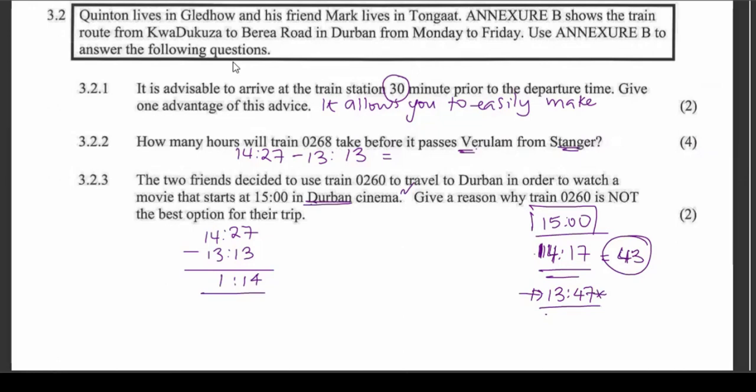I believe it's not a good idea. I mean, it's a good idea. They can travel that way because they arrive at 14:17 and they still have 43 minutes, because the movie starts at 3.